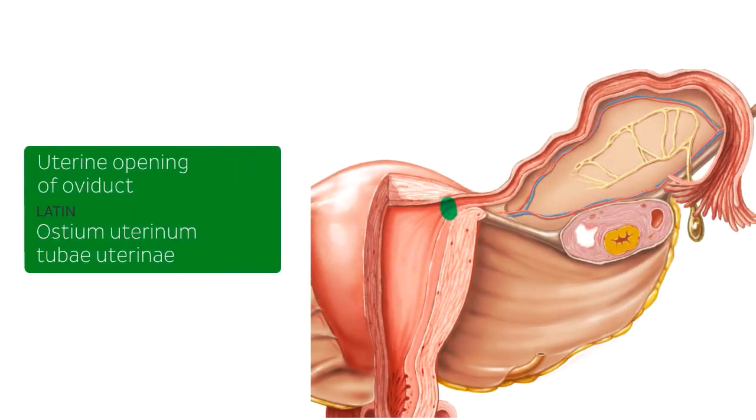And just to go back to our proximal part of our fallopian tube, an important thing to remember about the fallopian tubes is that they connect the uterine cavity to the peritoneal cavity. And the point where the fallopian tubes open into the uterine cavity is called the uterine opening of the oviduct, or the fallopian tube. And as we can see, the proximal part of the opening forms the utero-tubal junction.